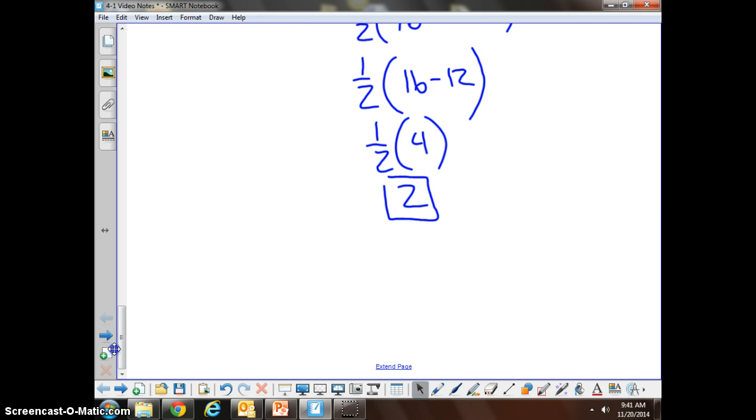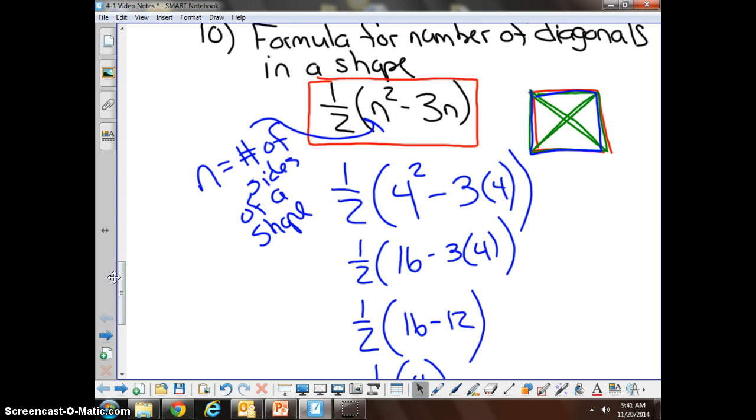When we go back up and look at the shape, we already know that a square has 2 diagonals. We proved it, or our proof was plugging in the number of sides for n in that equation, 1/2 times n squared minus 3 times n.